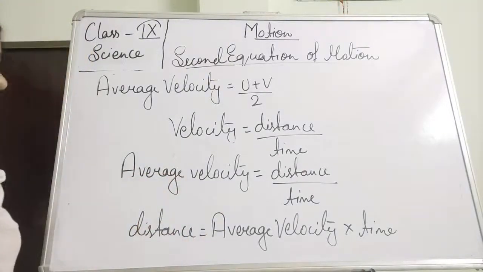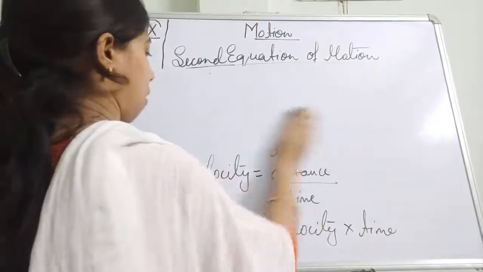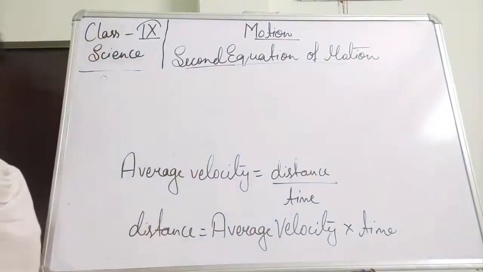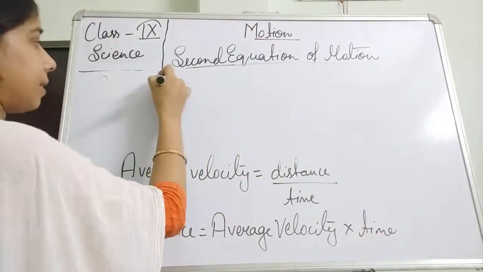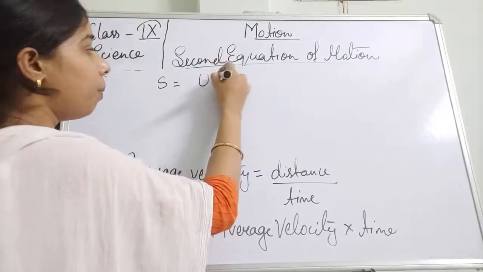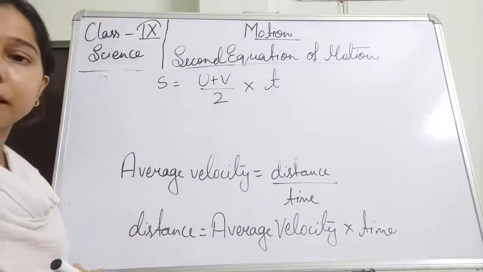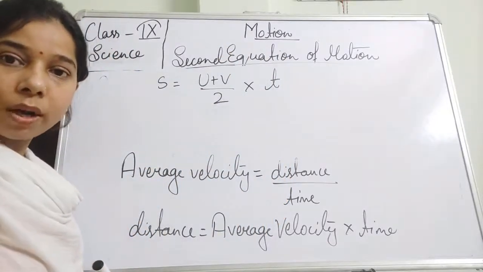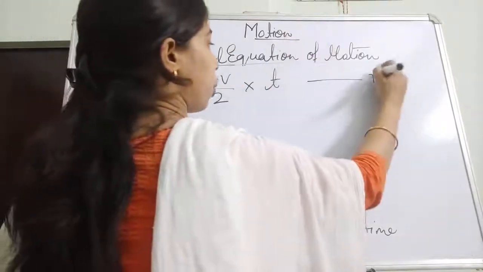Now distance is represented by S here. So we can write S. We all know that average velocity was (u plus v) upon 2, and time we represent by t. Okay, this is an equation. So suppose this is the first equation.